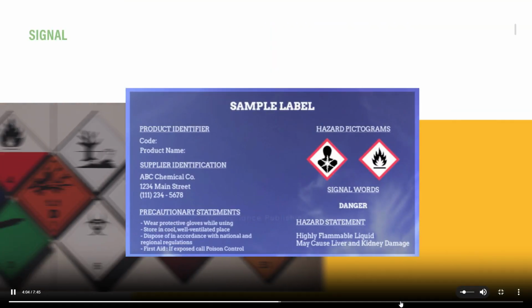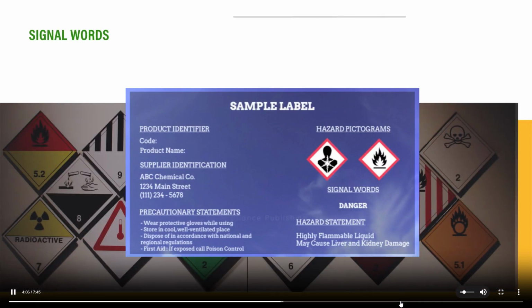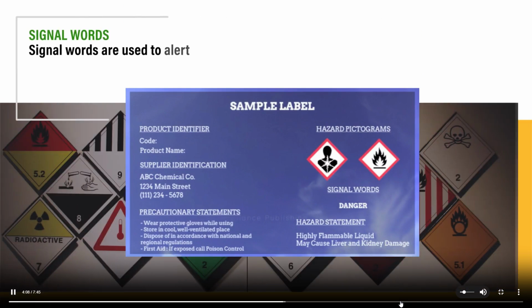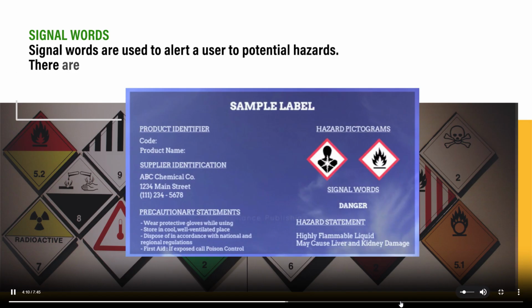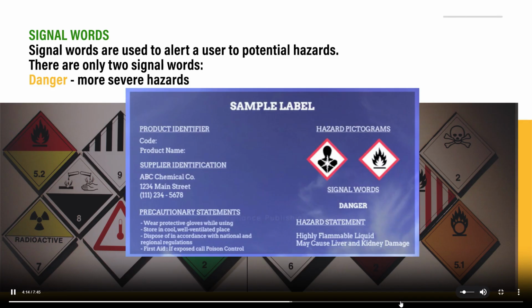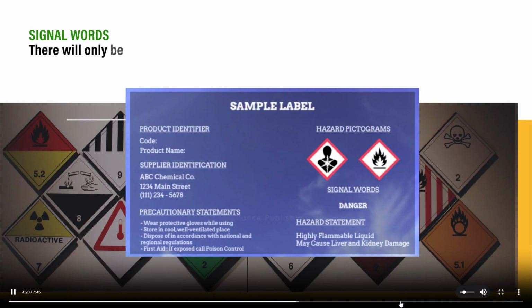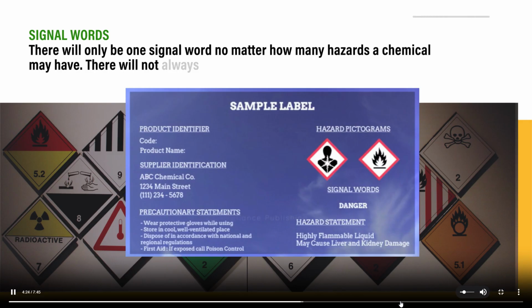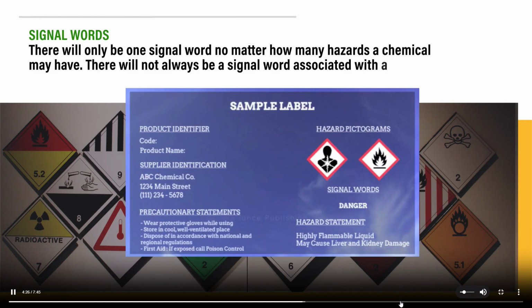Moving on to signal words on your label. Signal words are used to alert a user to potential hazards, and there are only two signal words: danger, which would indicate more severe hazards, or warning, which would indicate less severe hazards. There will only be one signal word, no matter how many hazards a chemical may have. There will not always be a signal word associated with a chemical.